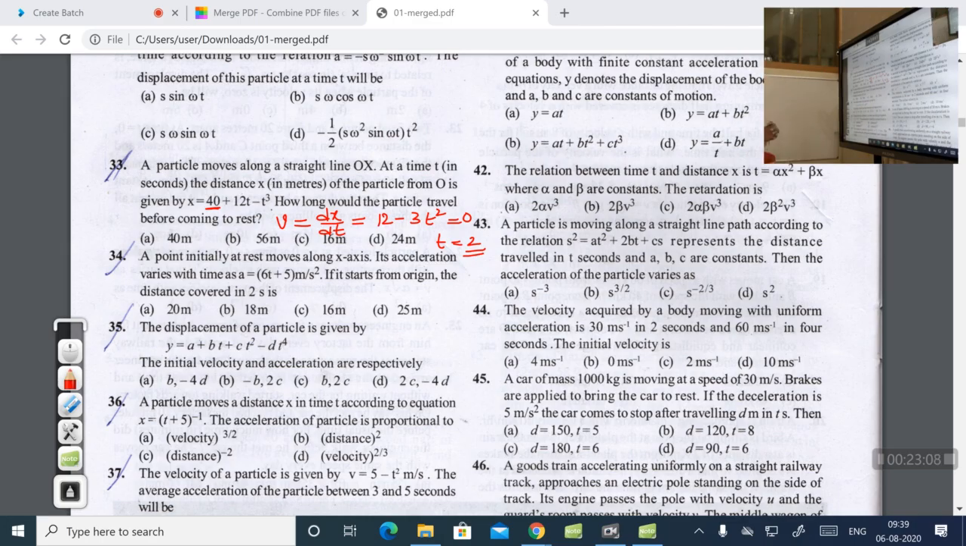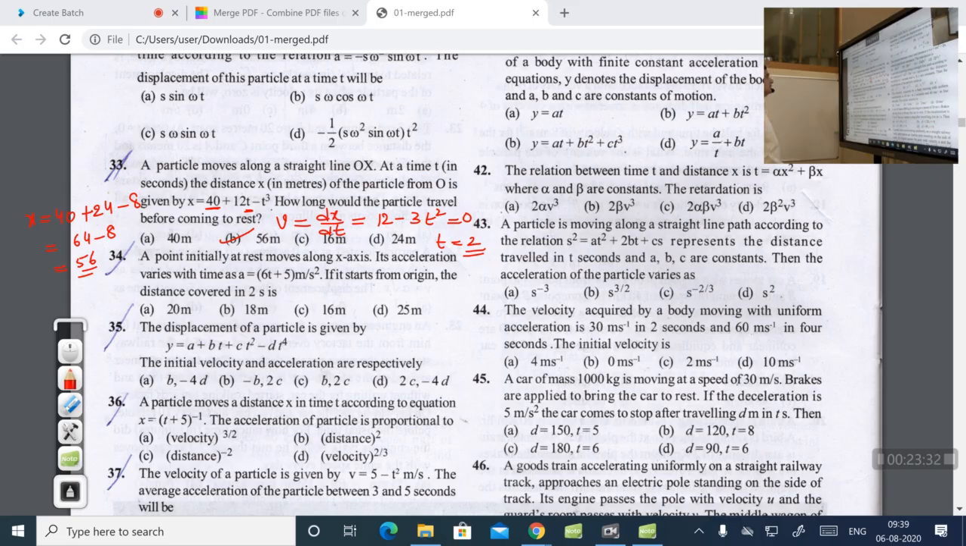Now how much distance will it travel? Okay, students, so substitute this in the equation. If you substitute t equal to 2 here, you will have x is equal to 40 plus 12 twos are 24 minus t cube, which is 8. So 64 minus 8, that means 56. So directly you will get the answer B.